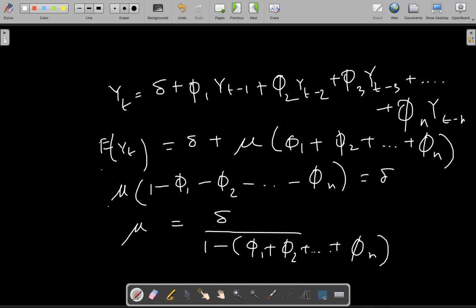You can use delta equal to 0, then mu equals 0, so there is no problem. You can have delta equal to some value, and in that case you will have some constant value for the mean. And of course, the summation phi 1 plus phi 2 up to phi n should not be equal to 1. It should be less than 1.